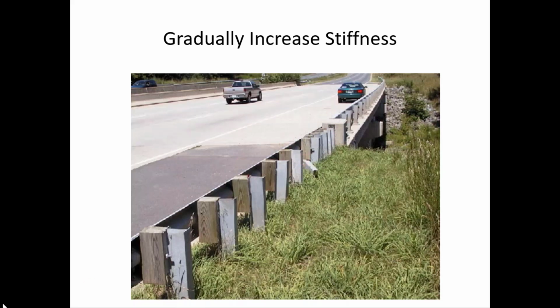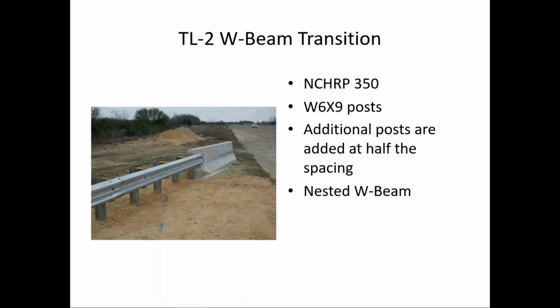But as you saw on the previous slide, if that's not the case, the crashes that occur at those barrier-to-barrier locations where they meet can be very severe. Here are some examples of some that are identified by AASHTO. This is a W-beam transition to a concrete barrier. And again, notice the additional posts here, the closer post spacing.